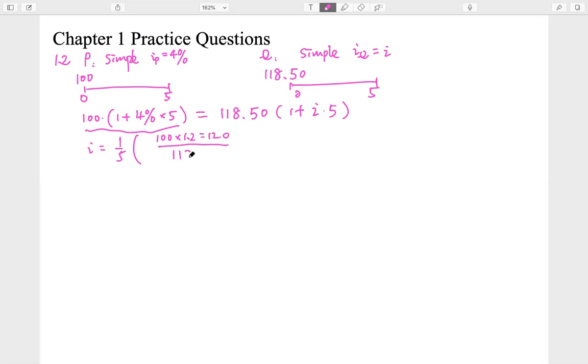Divided by 118.5 minus 1, so get the result. The next question is 1.4. Here, we also have two funds. Fund P earns interest, but now it's compound interest rate.